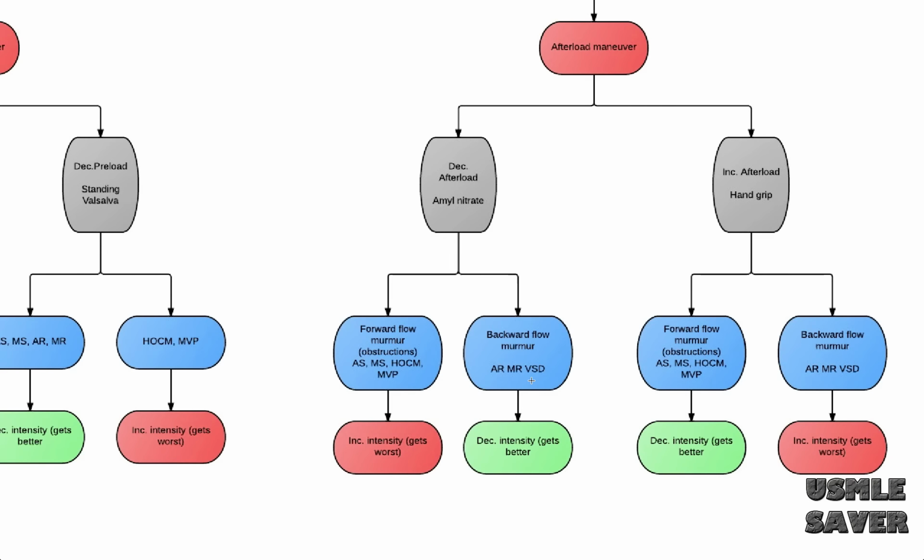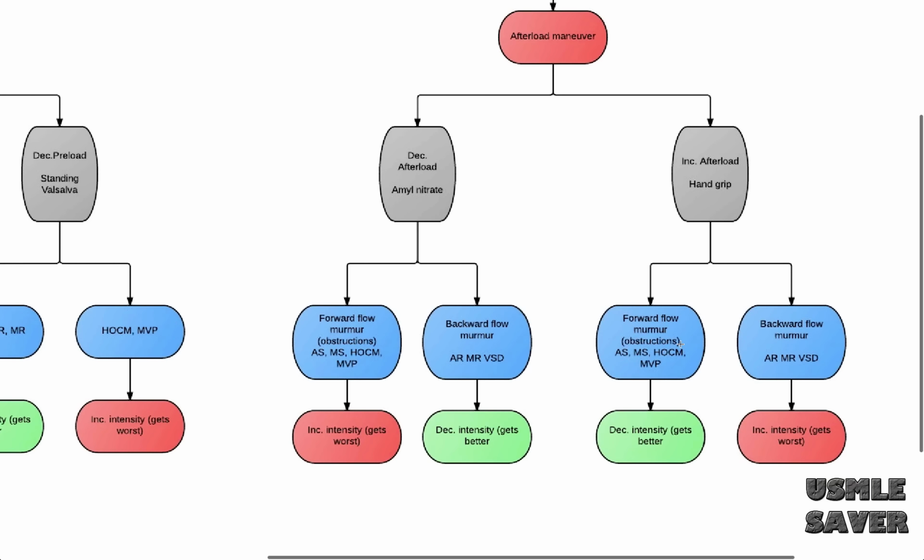So let's move on to see what happens when we have decrease in the afterload, which means less blood in the ventricle. All of our forward flow murmurs increase in the intensity, which means they get worse as you decrease the afterload. Here we said all obstruction murmurs get worse when we have less blood in the ventricle. Opposite must be true when you have more blood in the ventricle, so all obstruction murmurs or forward flow murmurs must get better when we have more blood in the ventricle.